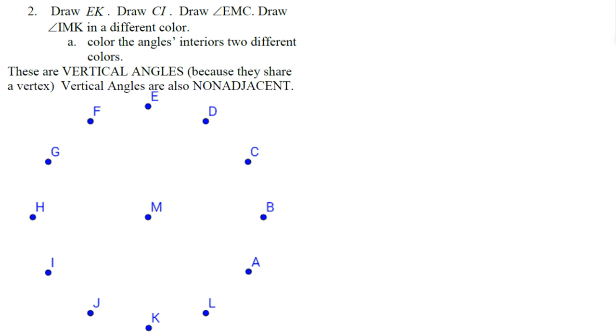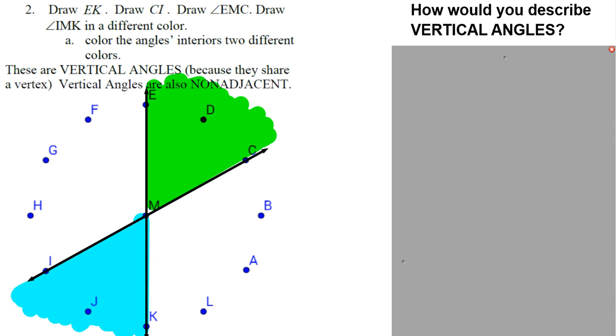All right, doing another construction. Again, if we drew our line EK, this time also draw a line CI, we're going to have some angles form. We want to mark angle EMC and IMK in different colors. So by drawing the two lines EK and CI and shading in the two different angles EMC and IMK, these angles represent vertical angles. They share a vertex here at M, but they are not adjacent to each other. They don't share a side, right? They're not next to each other. We've got them kind of across from each other.